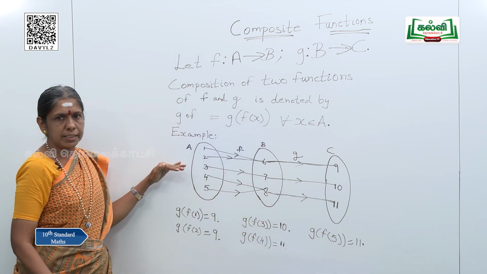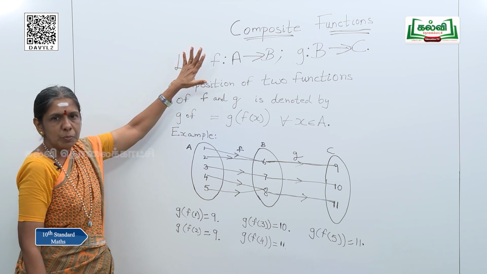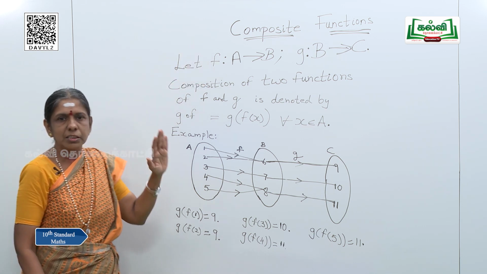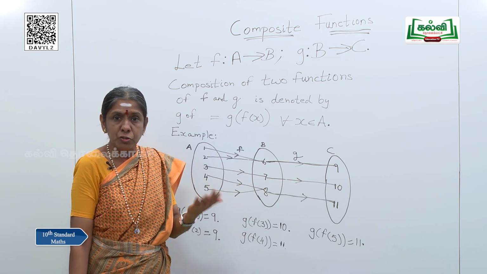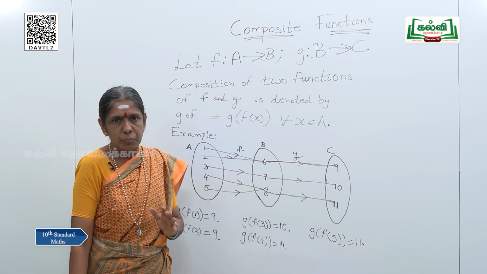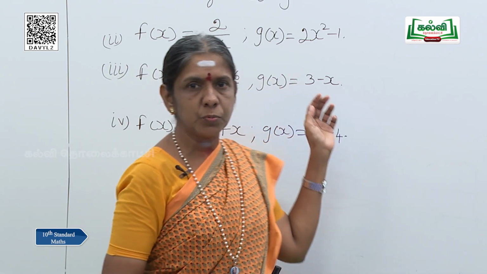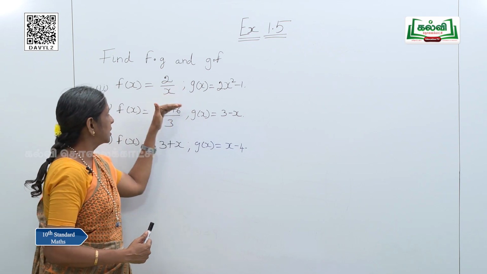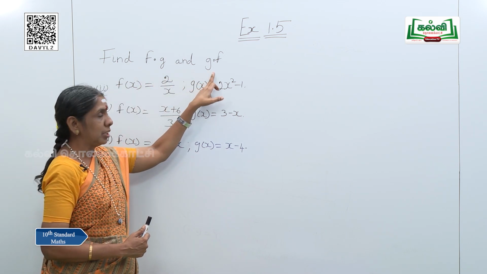By looking at this example, you can very well understand what composite functions are. Composite functions are nothing but when two functions are combined and we form a new function which is called a composite function. Now, let us see a few sums from exercise 1.5. I have taken 3 sums. For that we have to find f dot g as well as g dot f.